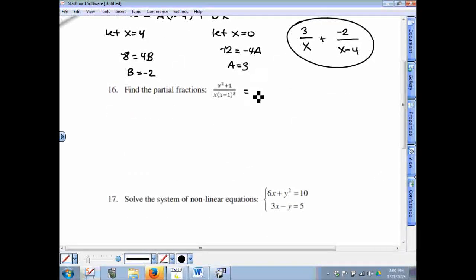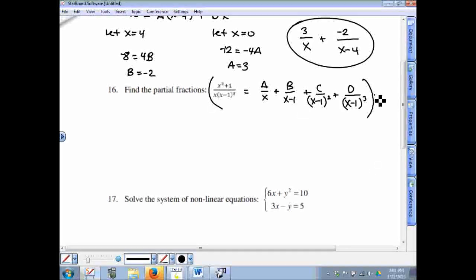Now here, the form of the partial fractions is going to be a over x. That takes care of this factor of x, but x minus 1 is repeated 3 times, so we have to have 3 more pieces. So we have x minus 1, x minus 1 squared, and x minus 1 cubed.